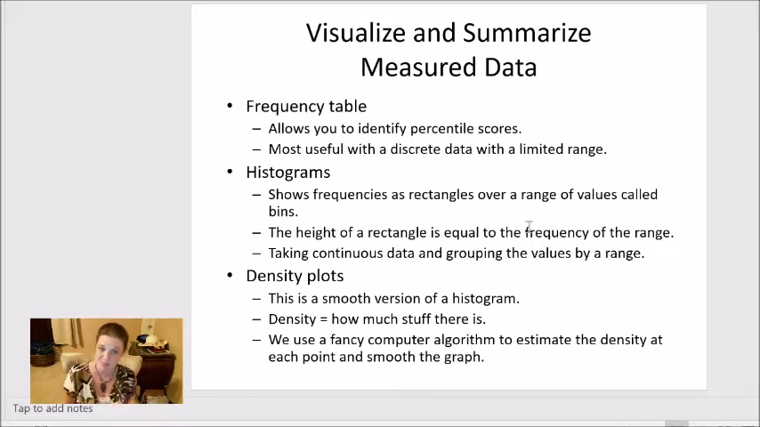We're also going to learn about density plots. And density plots are like a smooth version of a histogram.